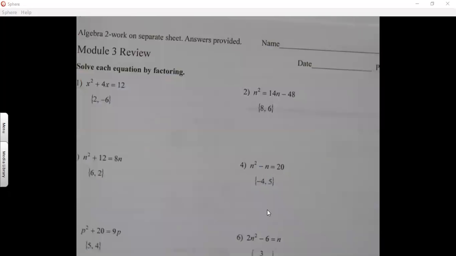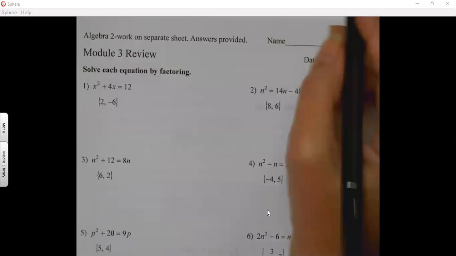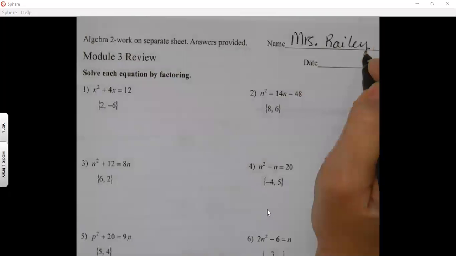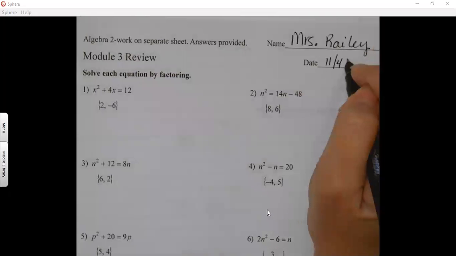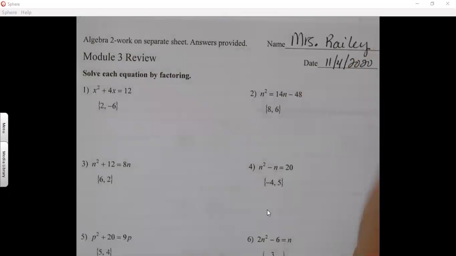It looks like this, but I'm going to be doing all of the work on a separate sheet of paper, and I would like you to also do the work on a separate sheet of paper. There's just not enough room on this review to do your work. And of course, no work, no credit. I'm giving you the answers. You've got to prove it. Okay?